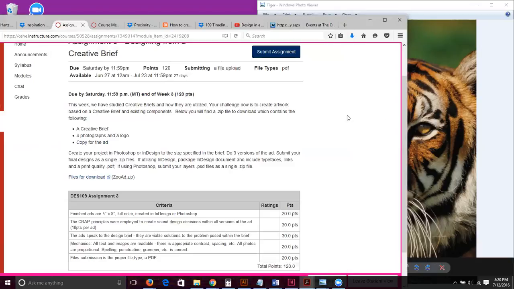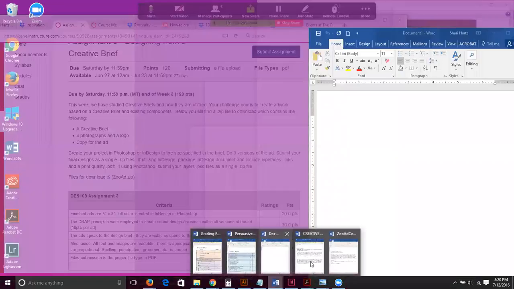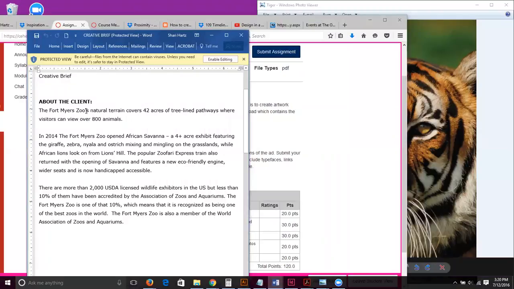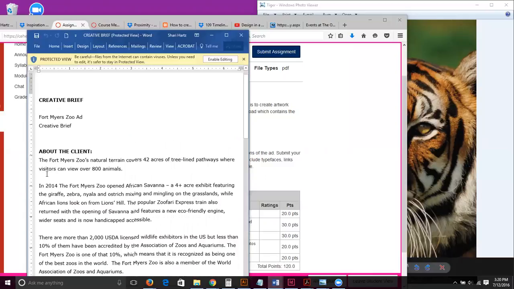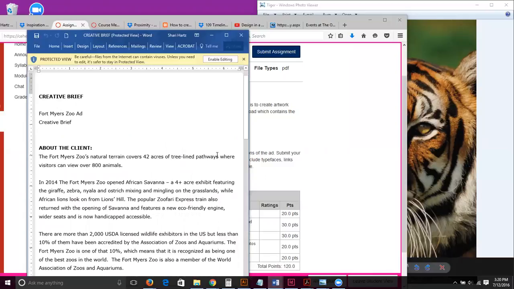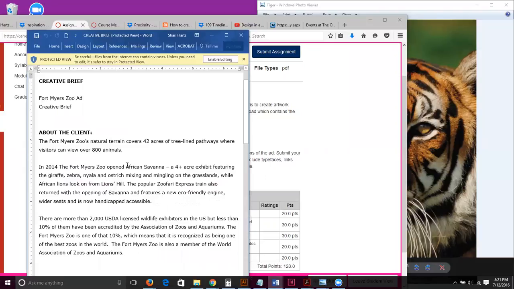Okay. So this should give you guys an idea. This week we've said creative briefs, and you guys are going to take a look at the creative briefs. I have that down here. They're giving you some information because we're doing a Fort Myers Zoo ad. They want to make sure it's giving you some sense about it. And then it says Fort Myers Zoo, 42 acres of tree-lined paths.